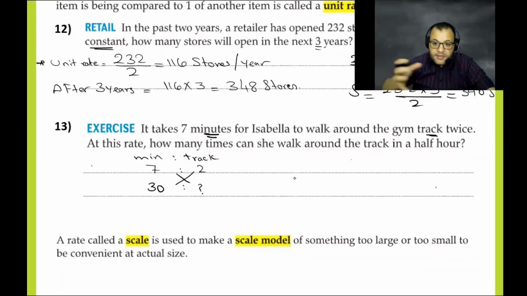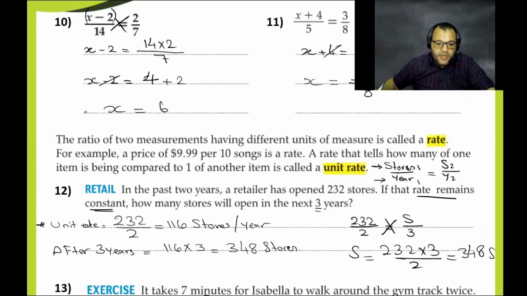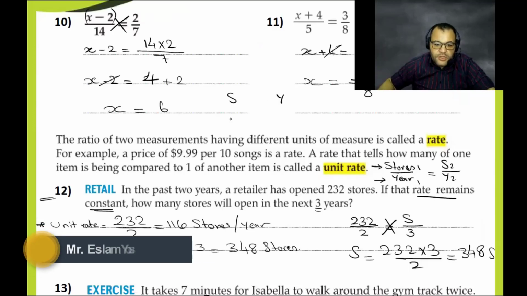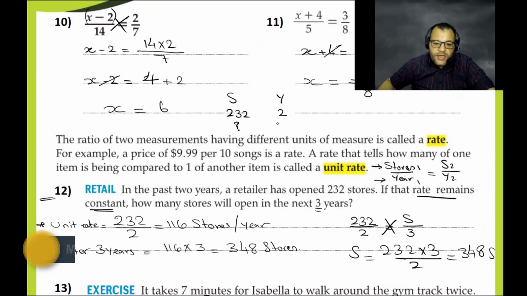I just defined the two units that we are comparing. For number 12, we compare between the number of stores and the number of years. We have 232 stores in 2 years. So how many stores in 3 years? We just use cross multiplication.